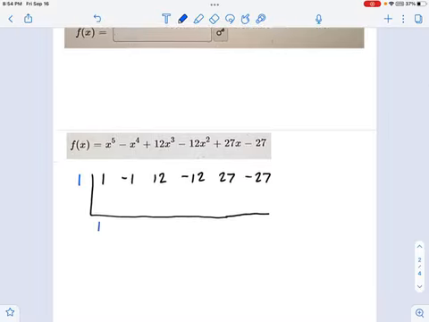So we just run down through our synthetic division. 1 times 1 is 1. Add these up, you get 0. 1 times 0 is 0. Add these up, you get 12. 1 times 12 is 12. Add these up, you get 0. 1 times 0 is 0. Add these up, you get 27. Multiply again, we're at 27, and now we're at 0.